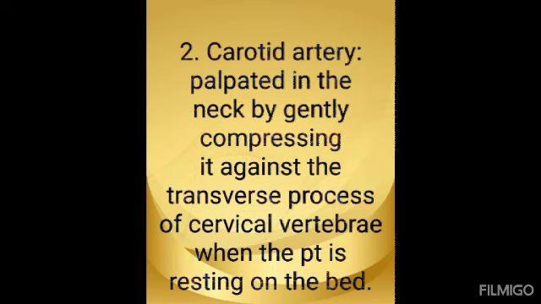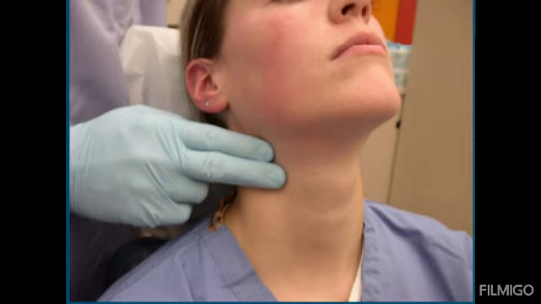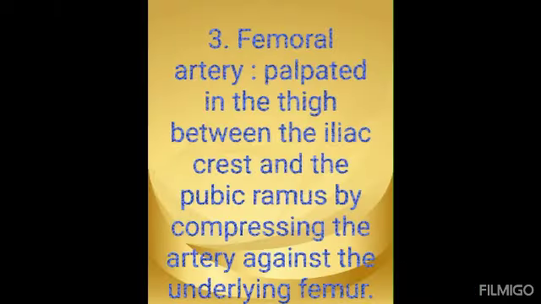And the second one is the carotid artery. It is palpated in the neck by gently compressing it against the transverse process of the cervical vertebrae when the patient is resting on the bed or couch. Use the left thumb for the right carotid and vice versa. So the carotid artery is palpated in the neck. And this picture shows the carotid artery palpation to measure the pulse rate.